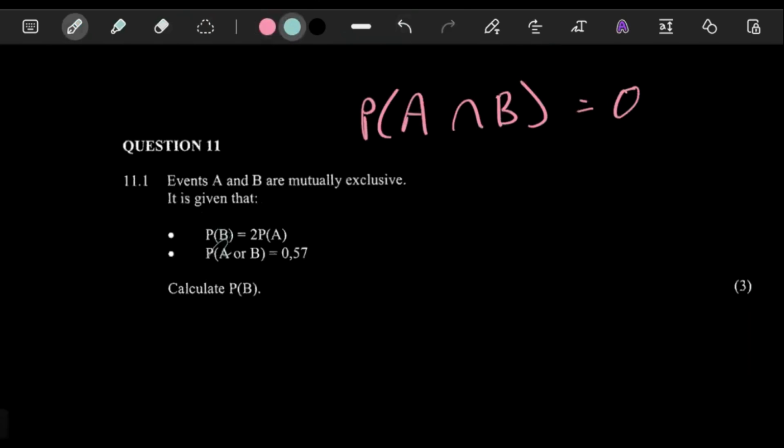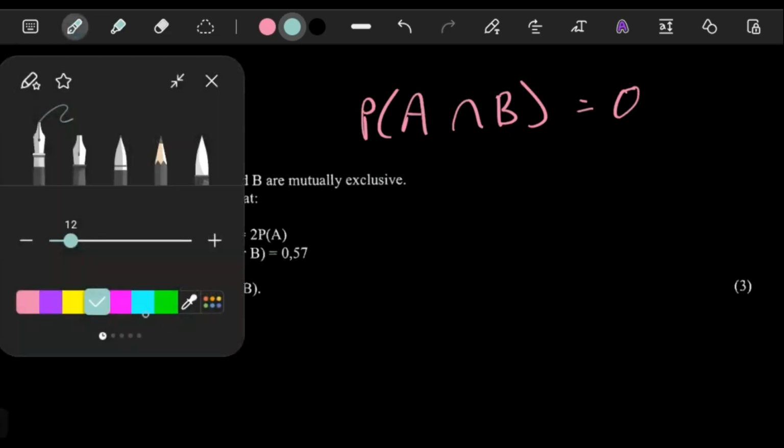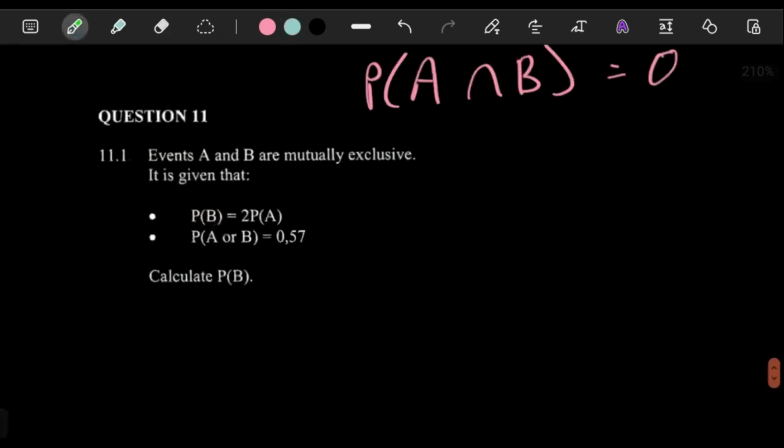For 2 marks, it says the probability of B is equal to 2 times the probability of A. The probability of A or B is equal to 0.57. We need to calculate B.